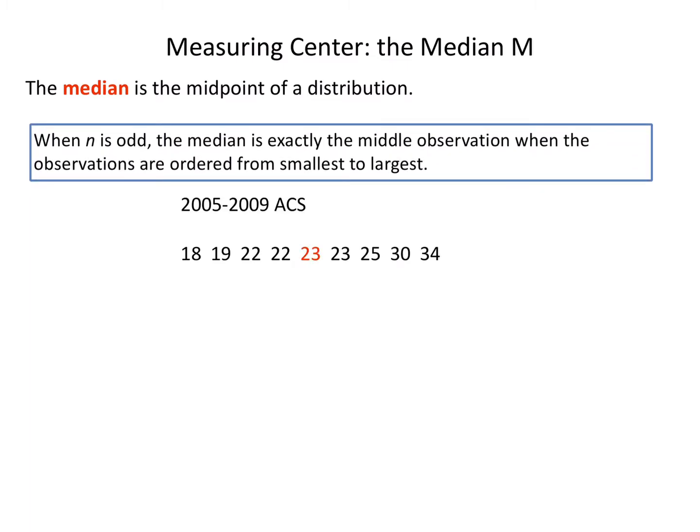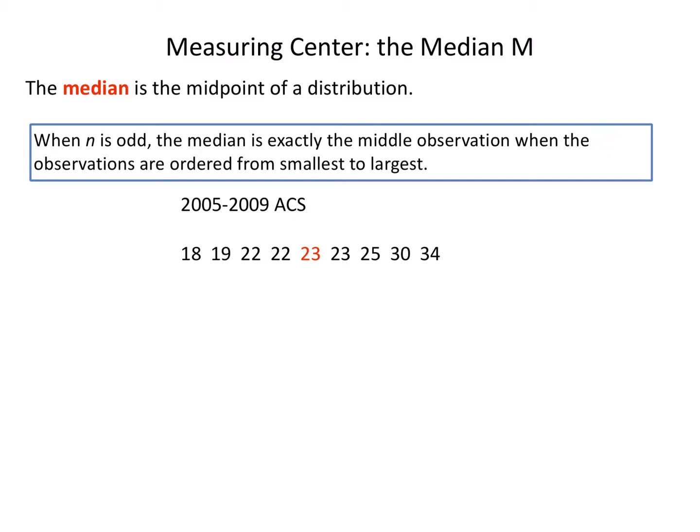All right, so let's look here. If n is odd, the median is exactly your middle observation. So here I've taken the 2005-2009 data and put it in order from smallest to largest. Okay, you can see I've highlighted the median in red. That is exactly the middle number of those 9 numbers. So here the median is 23.